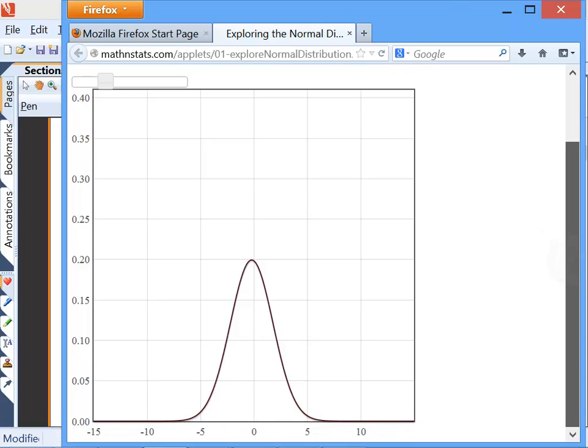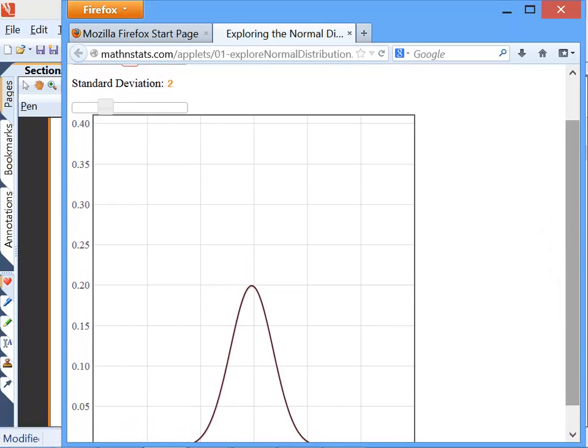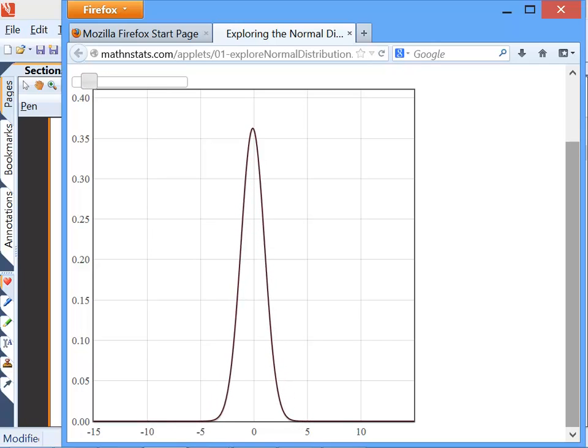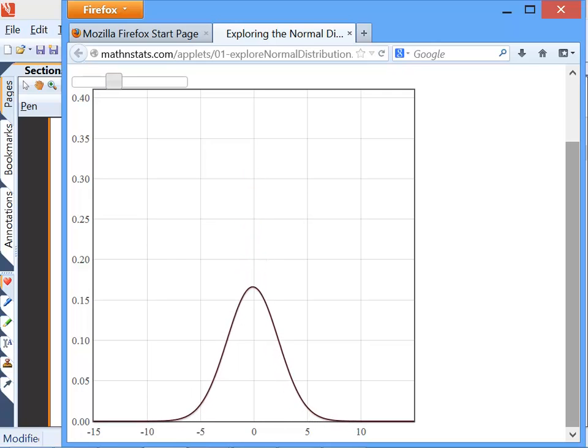What about the standard deviation? So standard deviation is my second bar here. So I'm going to make my standard deviation get smaller first. Okay, so as my standard deviation gets smaller and smaller, what happens to my graph? It gets taller and skinnier. Okay, more narrow. I'm going to make my standard deviation bigger now. What happens to it? It gets fatter and more spread out.